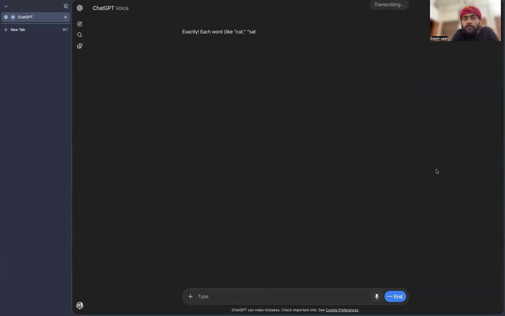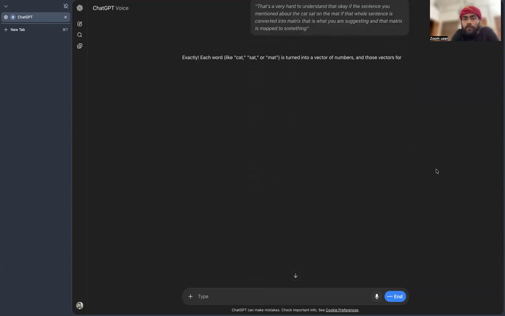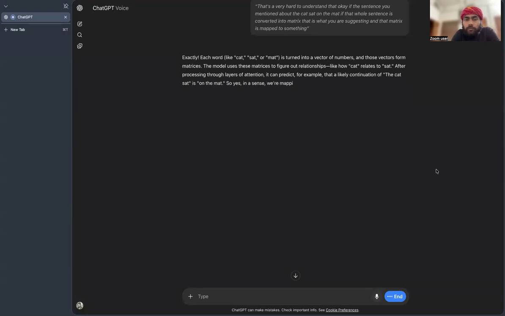Exactly. Each word, like cat, sat, or mat, is turned into a vector of numbers, and those vectors form matrices. The model uses these matrices to figure out relationships, like how cat relates to sat. After processing through layers of attention, it can predict, for example, that a likely continuation of the cat sat is on the mat. So, yes, in a sense, we're mapping language into math to learn patterns.